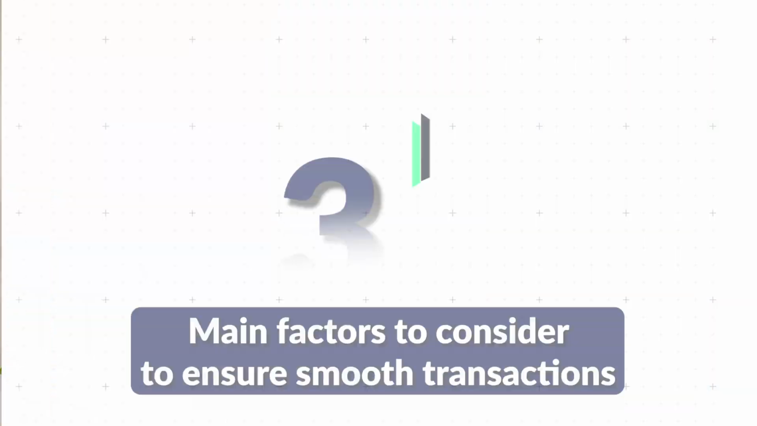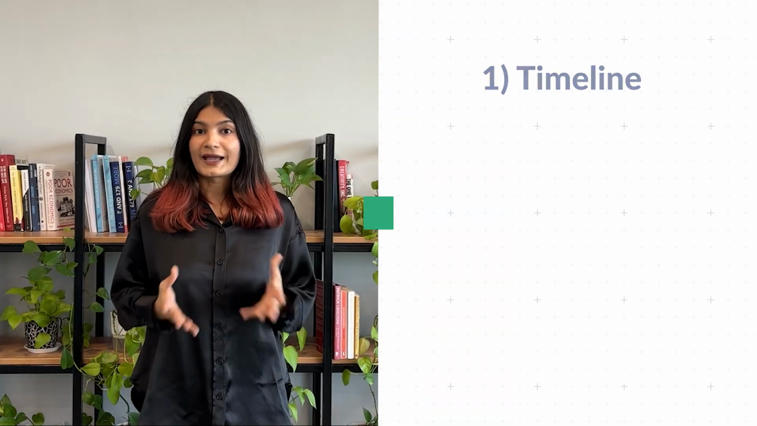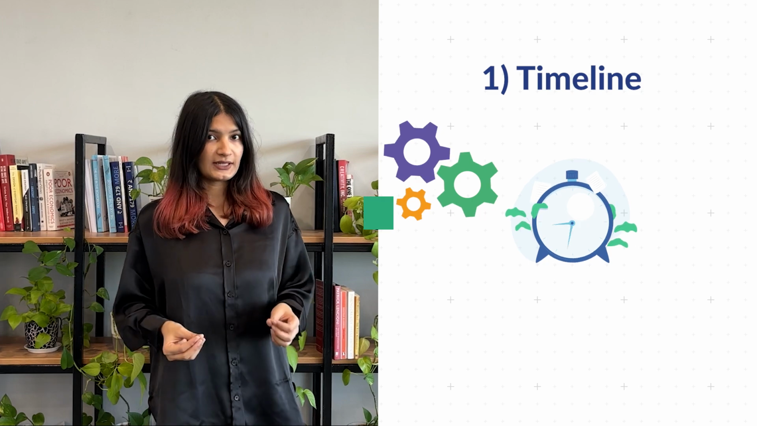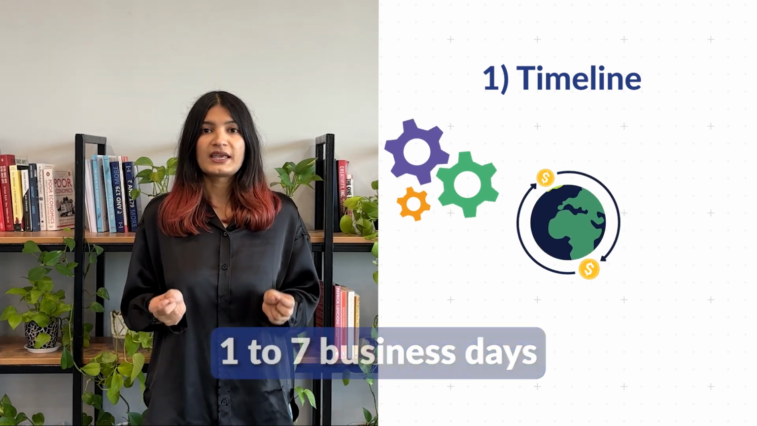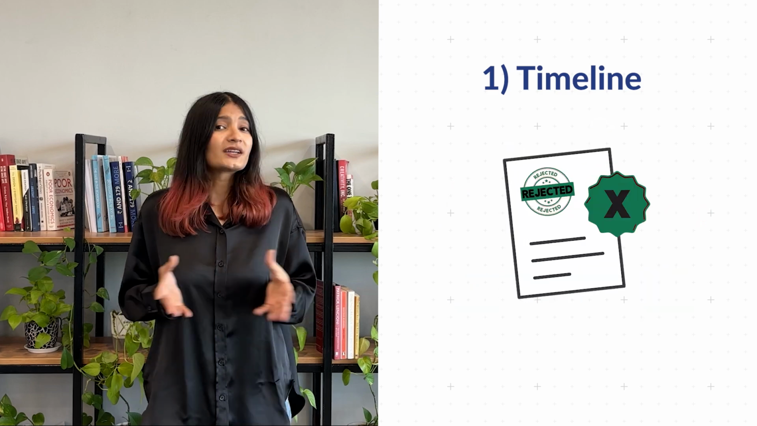Before we start, there are three main factors to consider to ensure smooth transactions. Let me break it down for you. Number one, timelines. Choose a payment method that helps you receive international payments quickly, because international payments may take 1 to 7 business days due to intermediary banks or incorrect details. So make sure you choose a platform that's known for faster settlements.